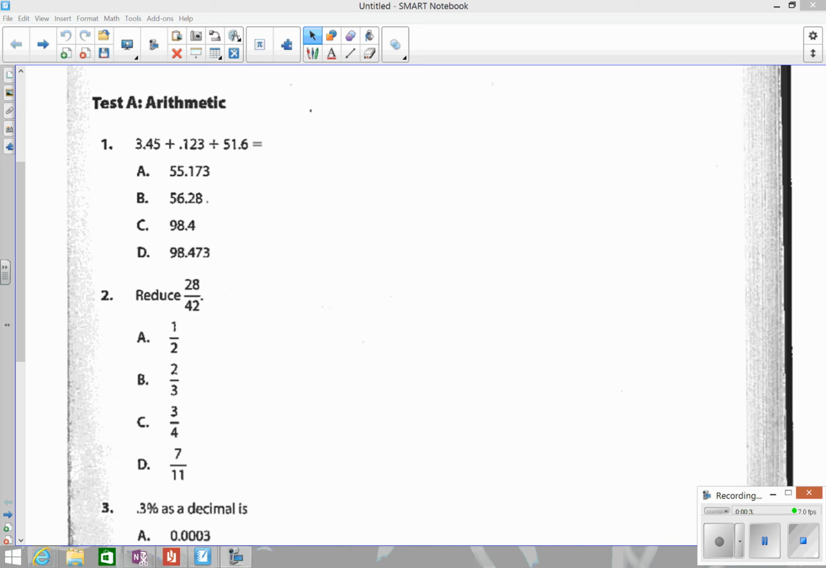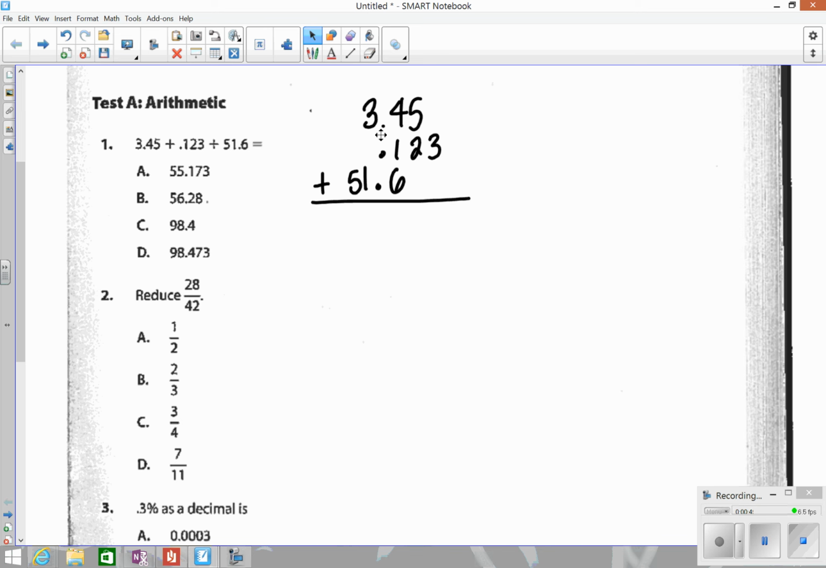The first one here, we're adding decimals. Whenever you add decimals, you want to line up the decimal points. That's the first thing. So I'm just lining up the decimals, and you can put zeros in the other places, but you really don't need to. And then you're just going to add vertically.